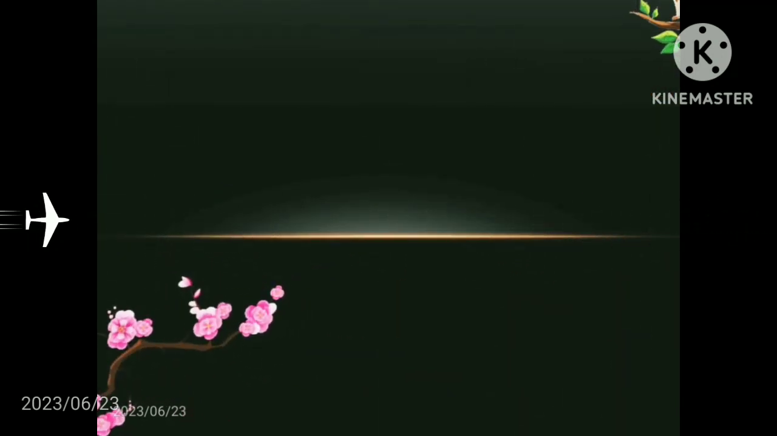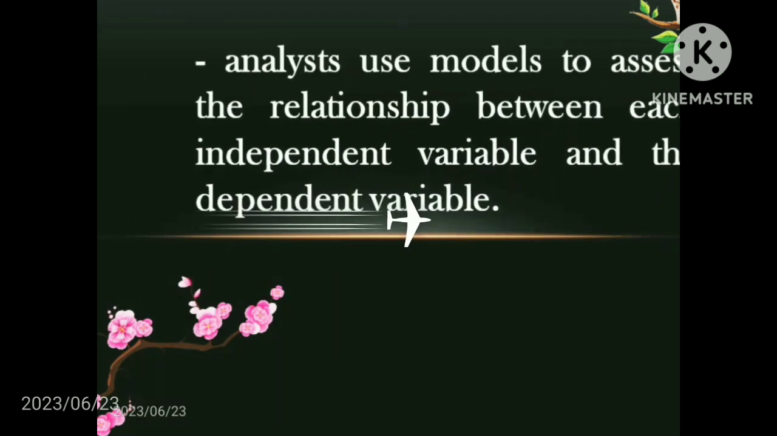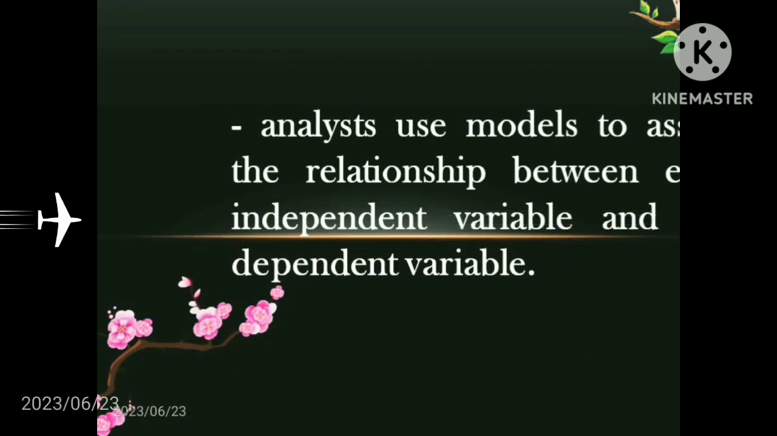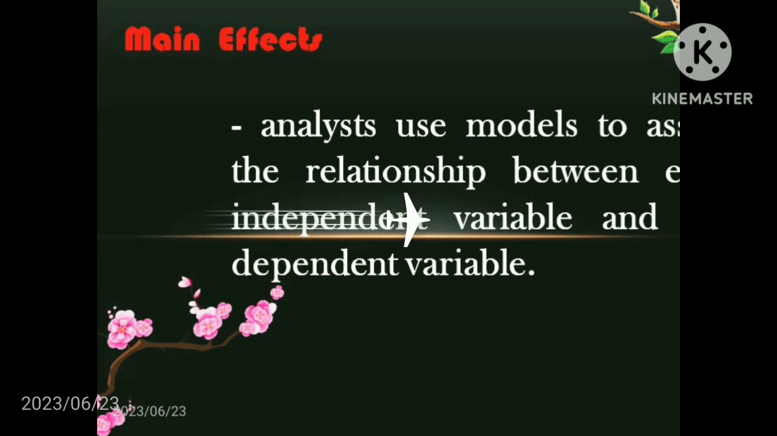In any study, whether it's a test or a manufacturing process, many variables can affect the outcome. Changing these variables can affect the outcome directly. For instance, changing the food condiment in a test can affect the overall enjoyment. In this manner, analysts use models to assess the relationship between each independent variable and the dependent variable. This kind of effect is what we call main effects.